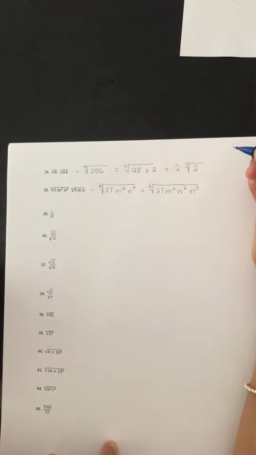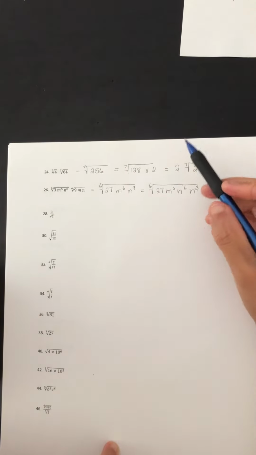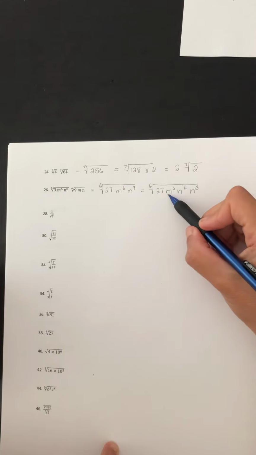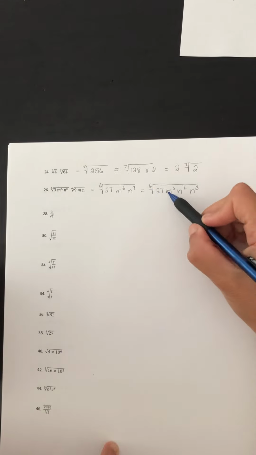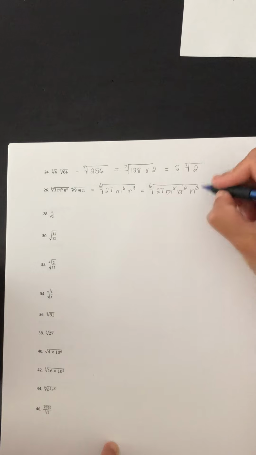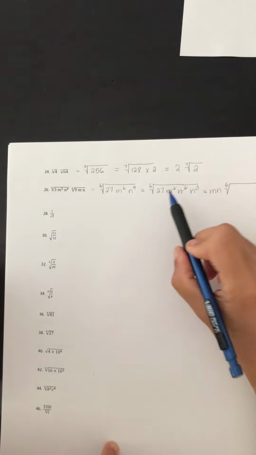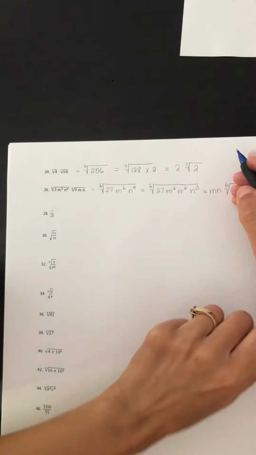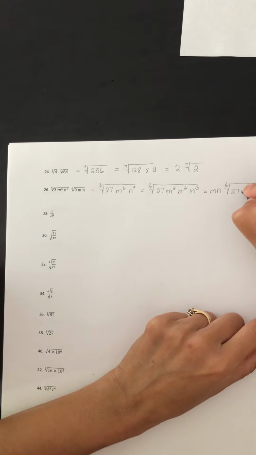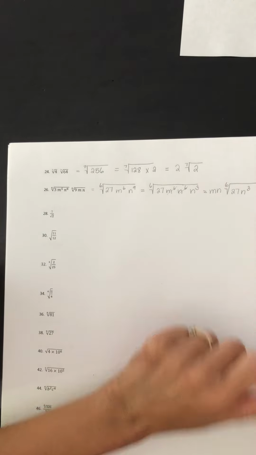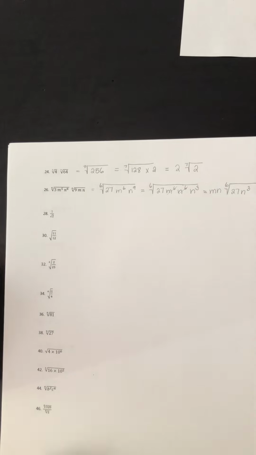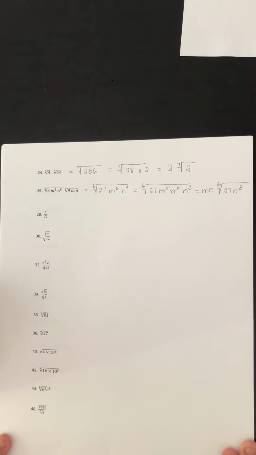So this means in its reduced form now, we will take the 6th root of m to the 6 and n to the 6 right here. Those will be m times n. And then beside it, we will have the 6th root of 27 n cubed. Just like that. Okay, so this is very much like what we've done in many of the previous examples.